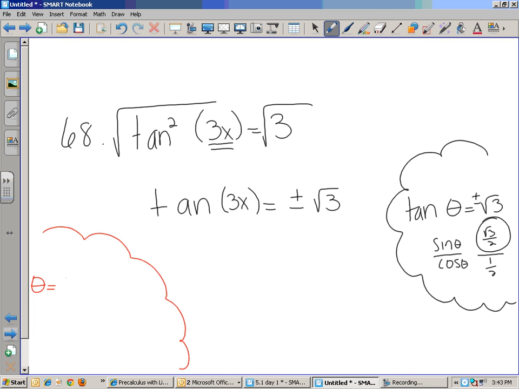So first loop around the circle would be pi over 3. And then it would be 2 pi over 3. And then it would be 4 pi over 3. And then it would be 5 pi over 3. And it would be 7 pi over 3. And then it would be, let's see, the pattern is add 1, add 2, add 1, add 2, add 1, add 2.